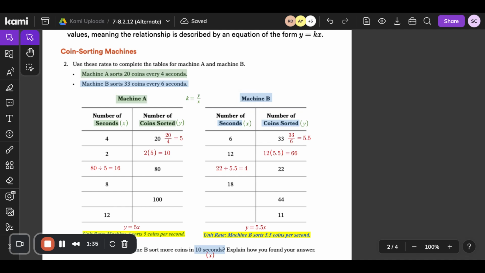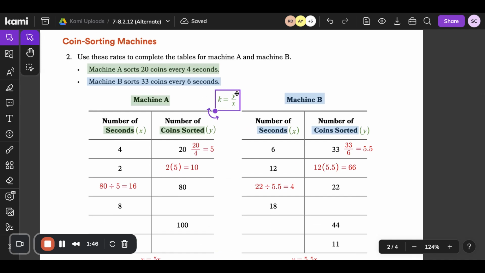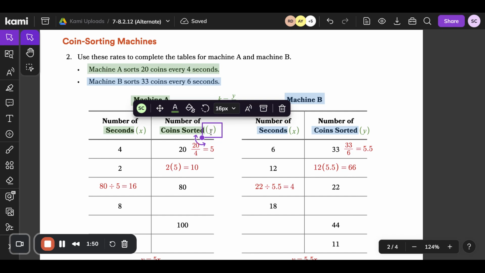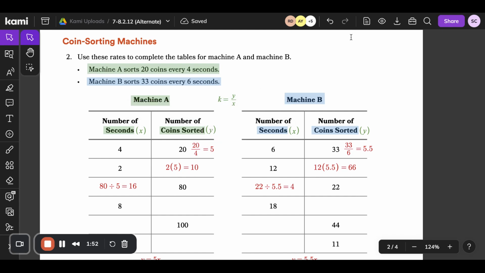What we are trying to find when we want to know how many coins per second are sorted is called finding your constant, or K. The way you do that is dividing Y by X. Dividing the coins sorted by the number of seconds helps us figure out how many coins are sorted per second. For this first one, it is 20 divided by 4, and that gives us 5. So every 1 second, 5 coins are sorted.